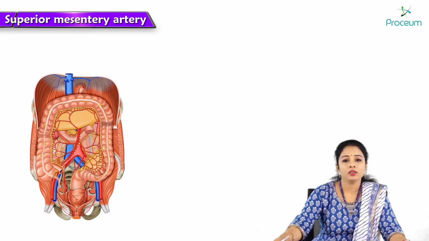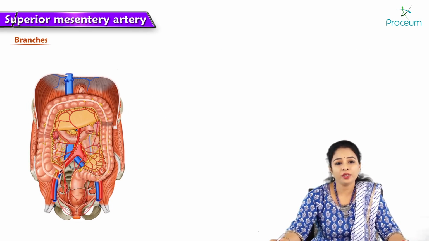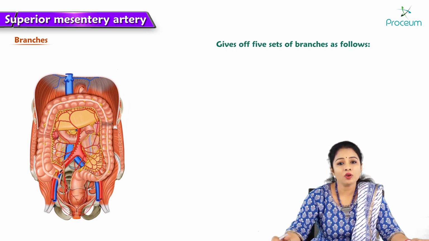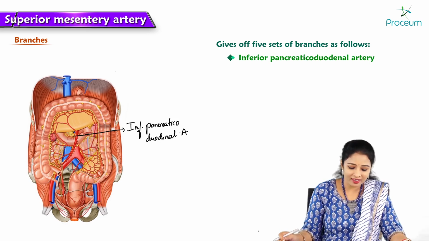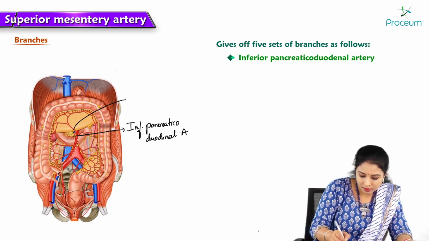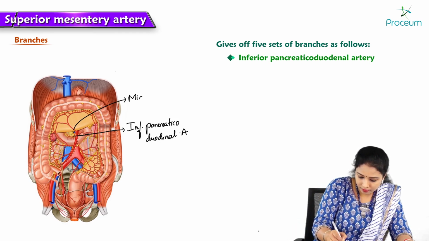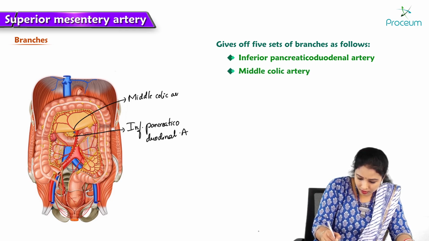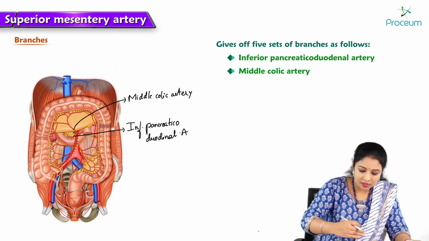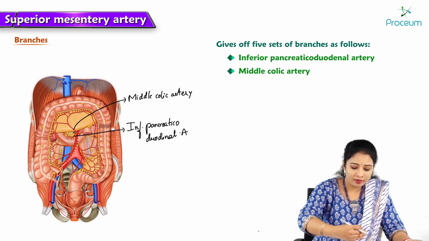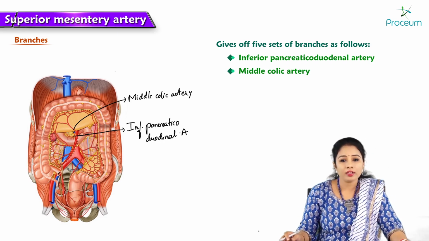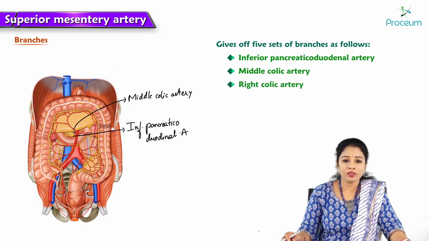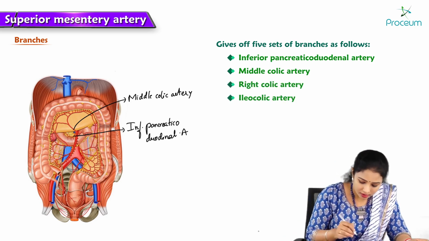Let's talk about the branches of the superior mesenteric artery. It gives off 5 sets of branches. So the inferior pancreaticoduodenal artery, this is the middle colic artery. Here the transverse colon is reflected above along with its transverse mesocolon, and it gives rise to the right colic artery and the ileocolic artery.